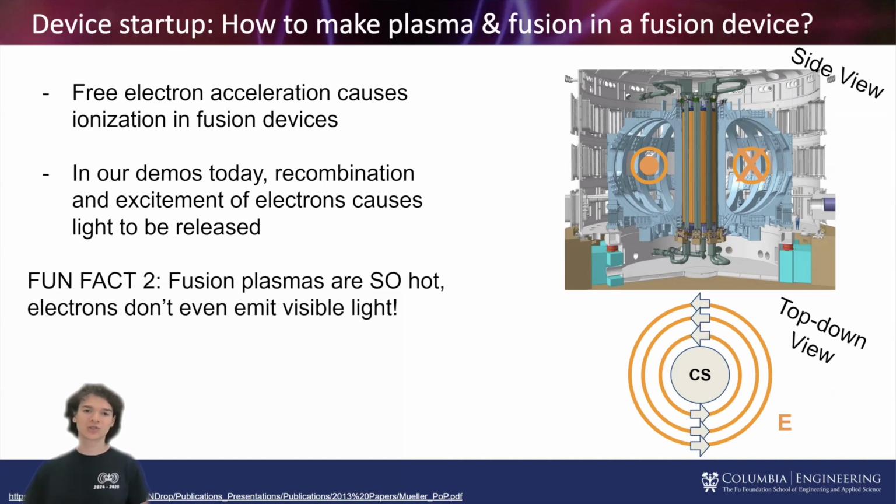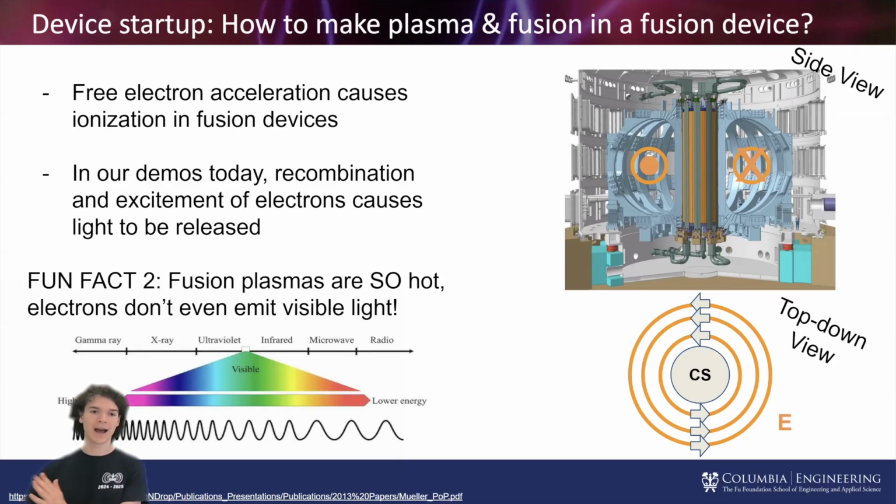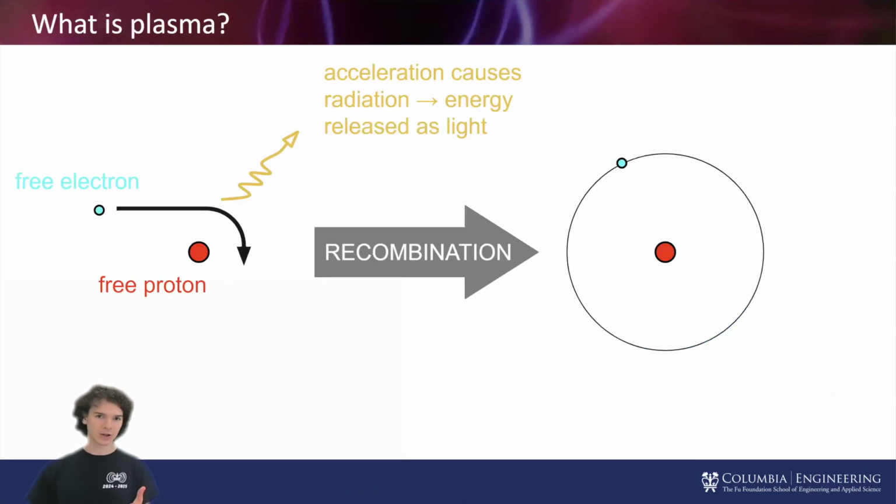Fusion plasmas are actually so hot that the electrons are emitting electromagnetic radiation that's much, much higher energy than visible light. So fusion plasmas actually don't normally glow. They're invisible to us because the energy that they're emitting is such high frequencies. They're way past the visible light range in terms of what electromagnetic radiation the electrons are emitting. So again, we talked about the recombination and acceleration processes in previous courses that create light.